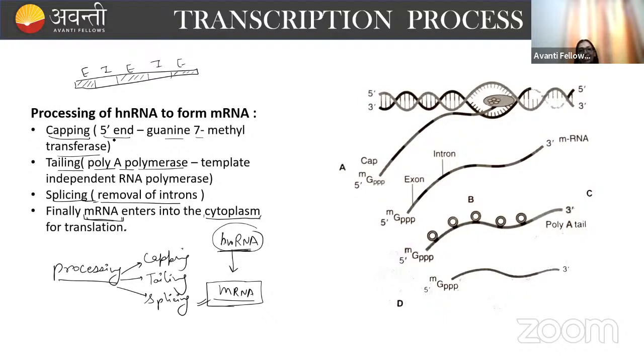And one more important point: why is this capping and tailing done, right? It's to protect the mRNA, because in the cytoplasm, exonucleases are present. So we don't want this mRNA to get degraded. We have to protect this mRNA, so capping and tailing provide protection. Also, this cap is recognized by the ribosomes which are present in the cytoplasm during translation in the case of eukaryotes.